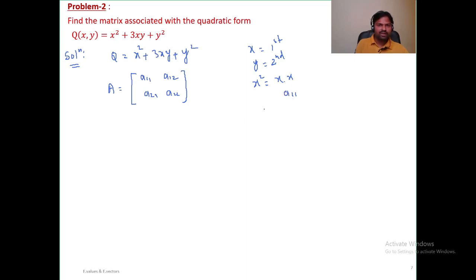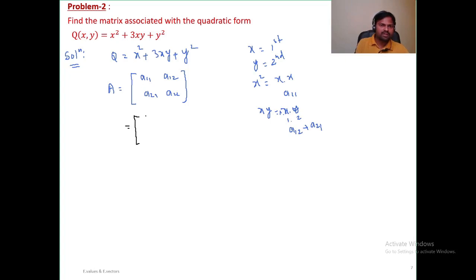x into y. If you have x into y, that means x is the first variable and y is the second variable. So the first variable and the second variable means it is the A12 coefficient. x into y, nothing is there means 1. So this 1 is nothing but A12 plus A21. Similarly, x means first variable, y means second variable. Now the first variable into the first variable means A11. So the A11 coefficient is 1.